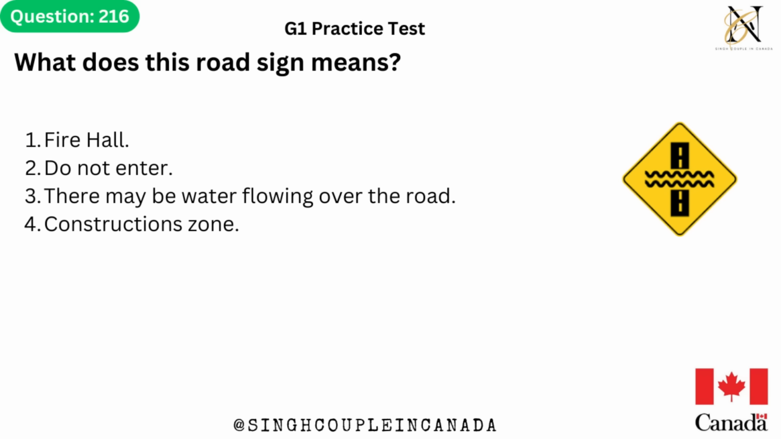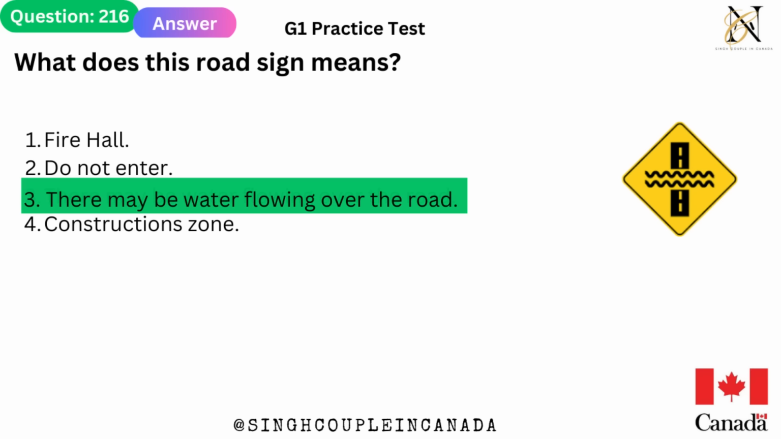What does this road sign mean? 1. Fire hall. 2. Do not enter. 3. There may be water flowing over the road. 4. Construction zone. The answer is 3. There may be water flowing over the road.